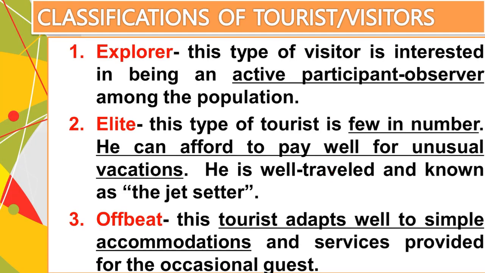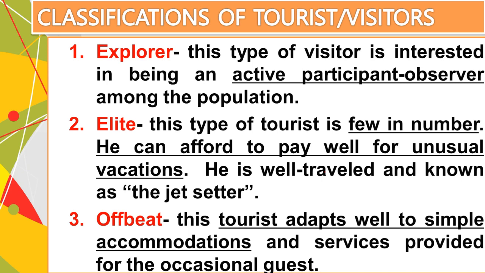So, dito we have classification of tourists and visitors. So, before we've mentioned two types of visitors, di ba? The tourist and the excursionist. So, other than that, we still have classifications. So, first is the explorer. Pag sinabi nating explorer, this type of visitor is interested in being an active participant or observer among the population.